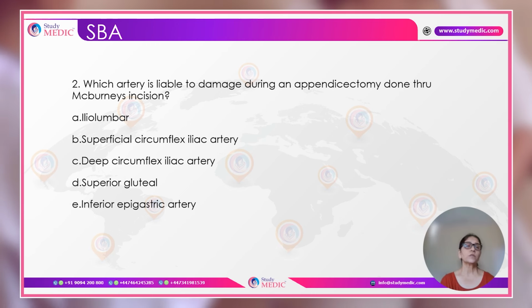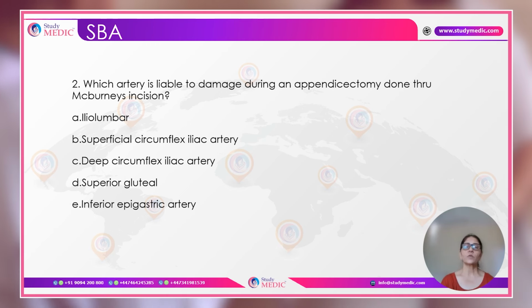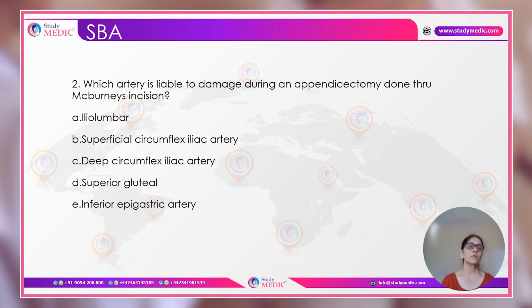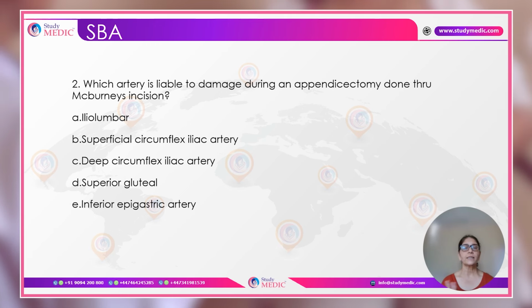Another typical question would be: which artery is liable to damage during an appendicectomy done through McBurney's incision? Options here are iliolumbar artery, superficial circumflex iliac artery, deep circumflex iliac artery, superior gluteal or inferior epigastric artery. You should have at least a rough idea about where McBurney's incision is and which arteries are likely to be near McBurney's point.